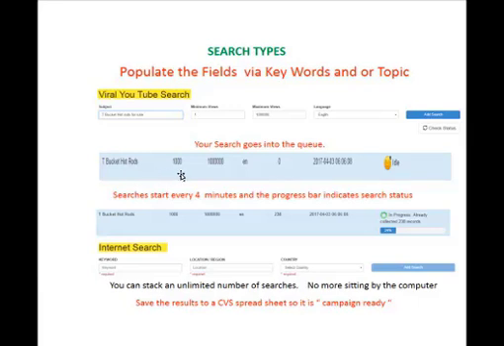Minimum views we want is 1,000, and the maximum views is 100,000. It's in English, and so far we have none because the search is in idle. It's in the queue. It takes about 4 minutes before the search starts, but you can stack searches so you don't have to sit around waiting for it to go. Searches start every 4 minutes, and the progress bar indicates the status of the search.